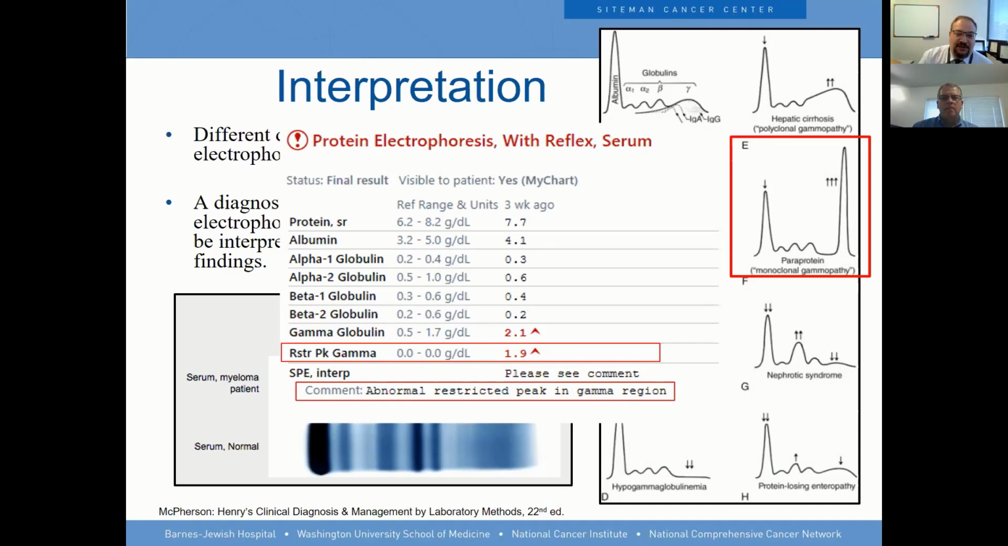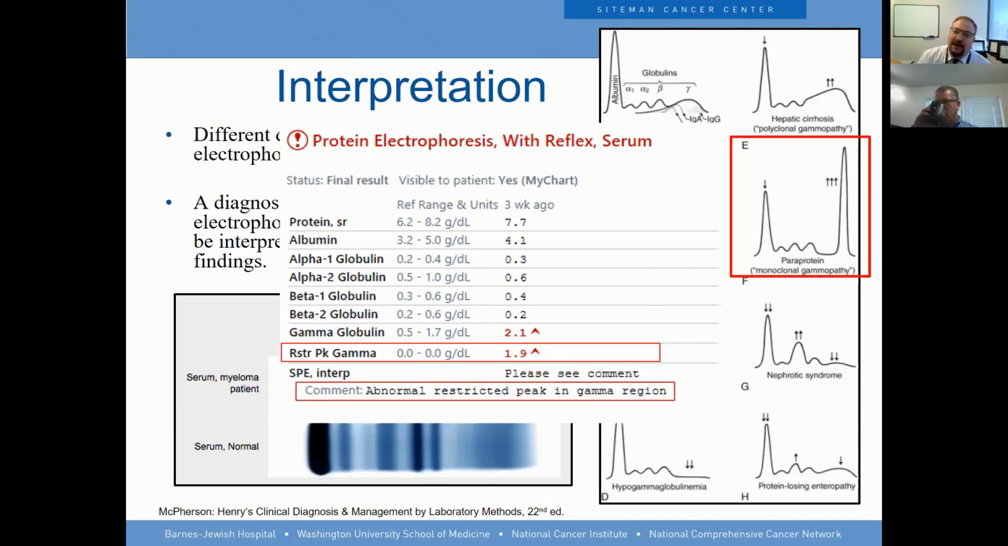But the key thing that's noted here is that there is an abnormal restricted peak in the gamma region. Again, that's just a representation of where that peak is among those different peaks. So it's in the gamma region. It measures 1.9 grams per deciliter. Again, this doesn't tell us what subtype it is. Just because it is showing up in the gamma region doesn't mean that it's IgG.